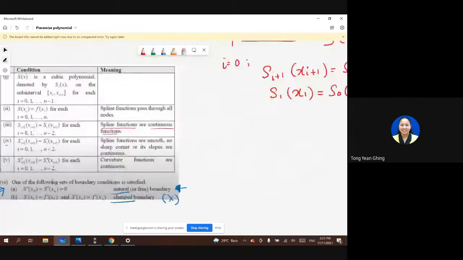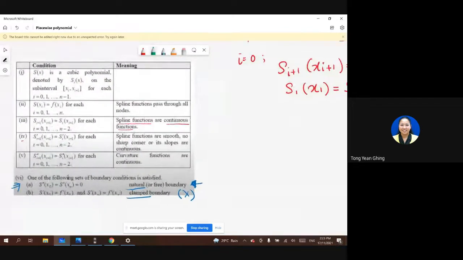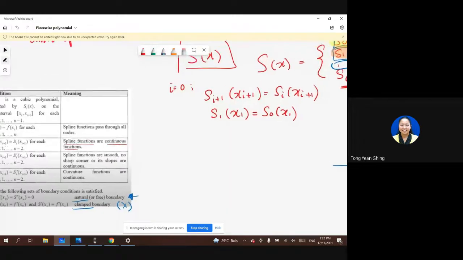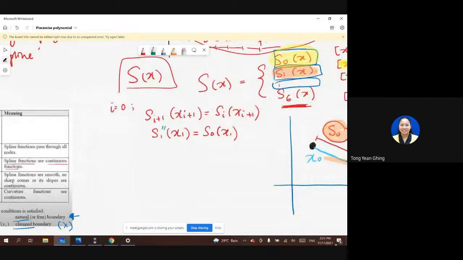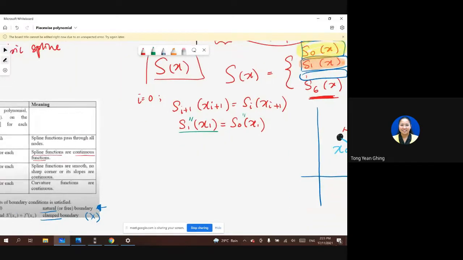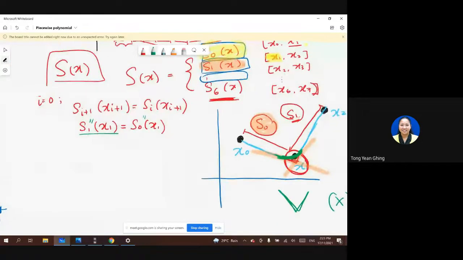And then the fifth criteria: the second derivative of the spline function S_{i+1} at x_{i+1} has to be equal to the second derivative of S_i at x_{i+1}. That means we differentiate twice. For example, I differentiate this twice, and it must equal this one at that point. I substitute x1 here and take the second derivative for both functions. When I substitute the value of x1, they must be equal.